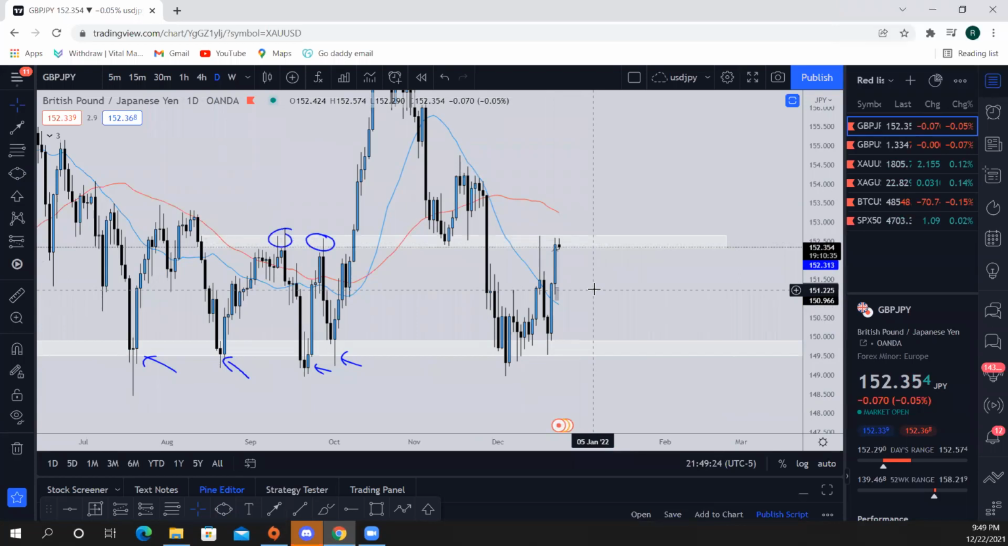Okay, but do you always wait for the retest, Raul? You always wait for the retest, the support or the resistance? No, not always. Again, it's very situational.